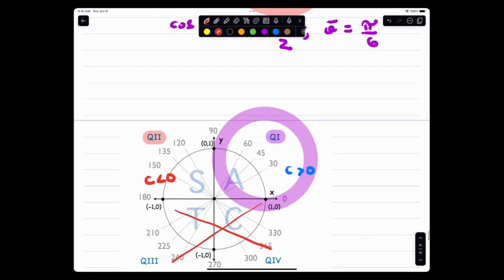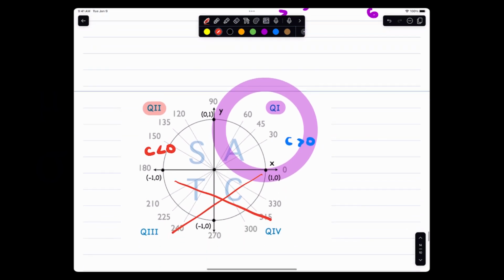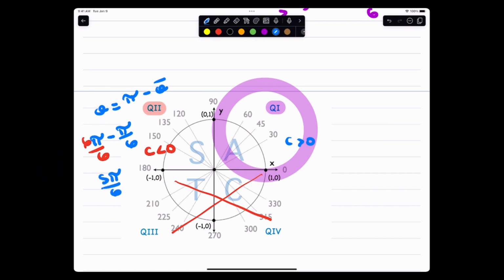So pi over 6, ladies and gentlemen, was 30 degrees. So the angle here, the quadrant 2 angle, is pi minus the reference. Is that true? So this will be pi minus pi over 6. So do your arithmetic. 6 over 6 means theta is 5 pi over 6.